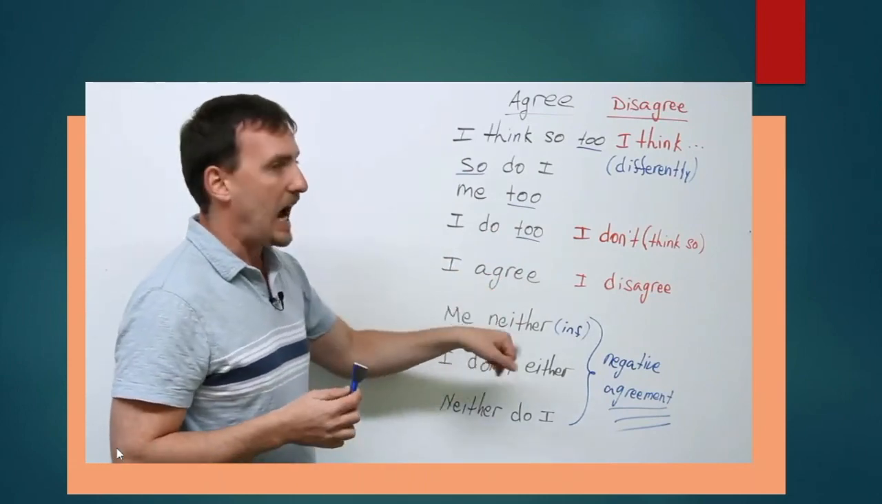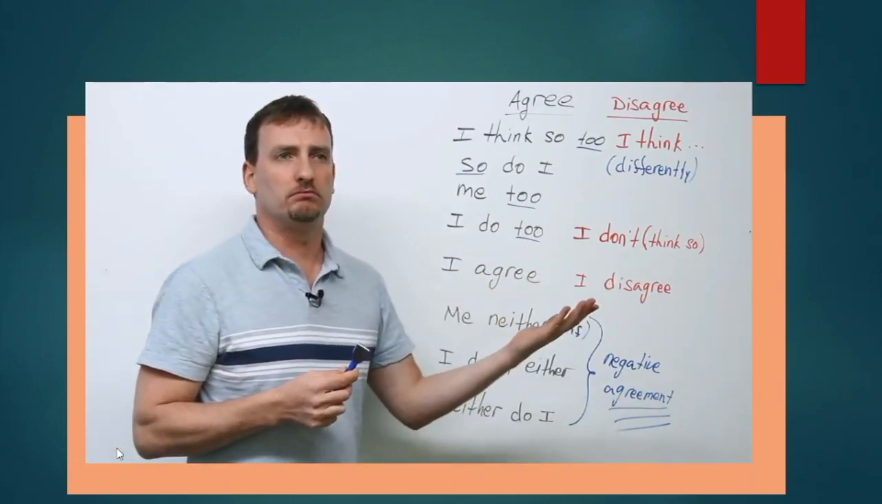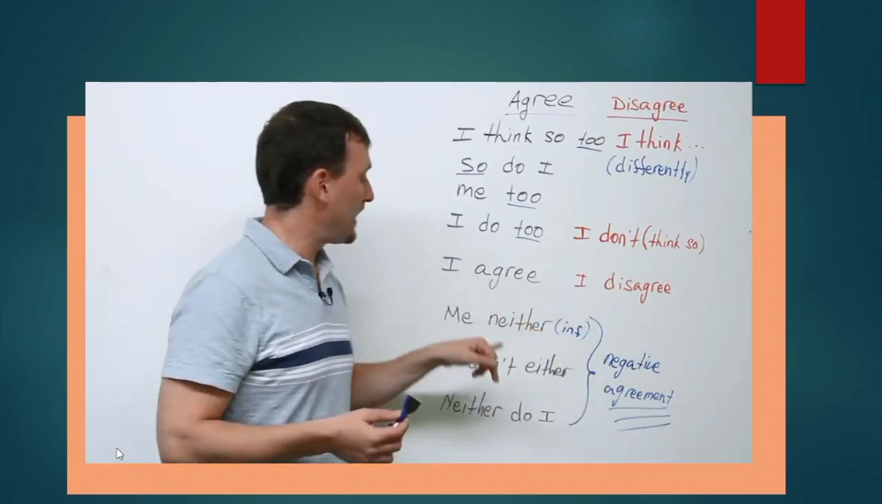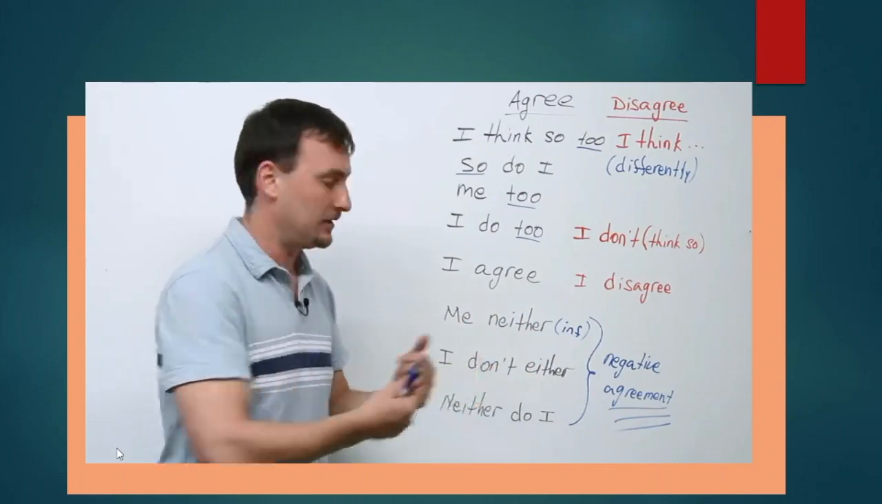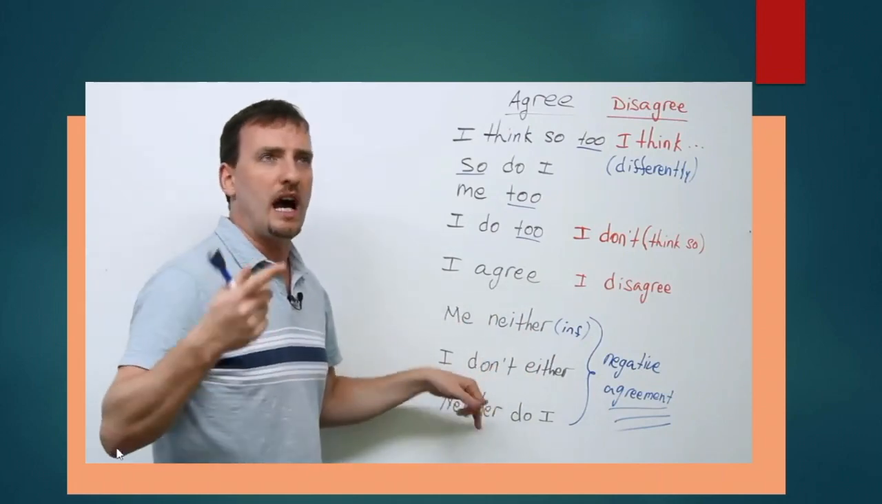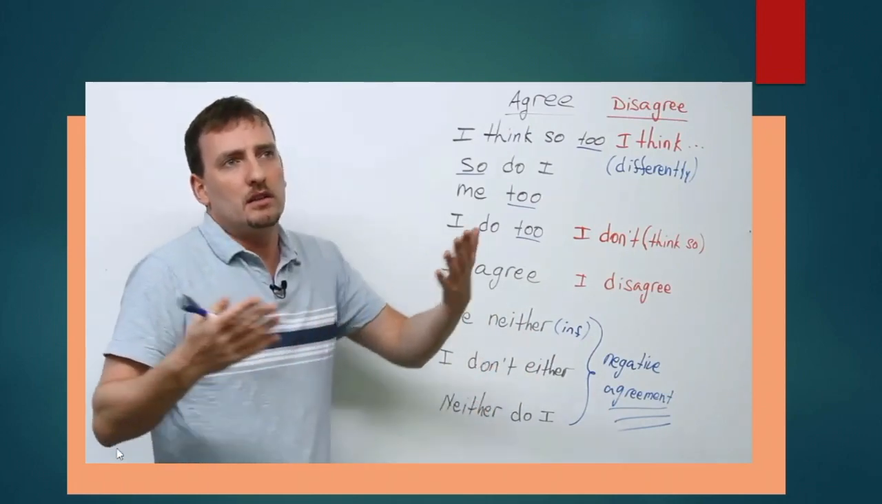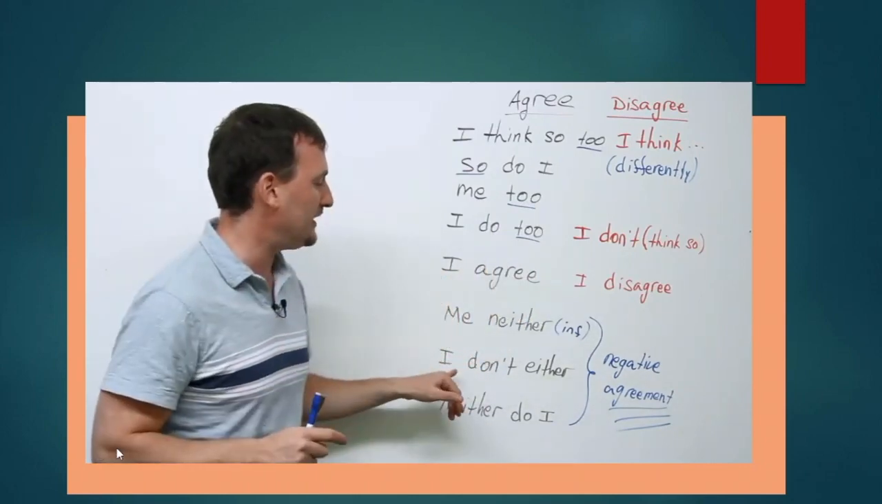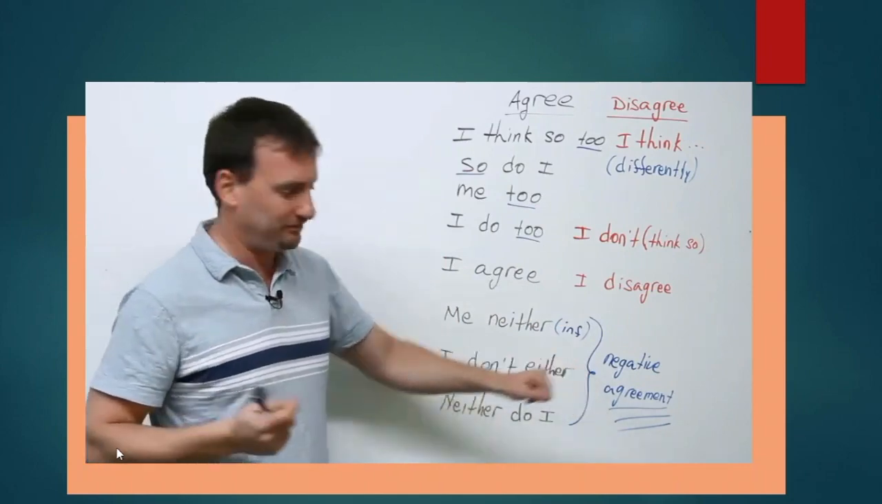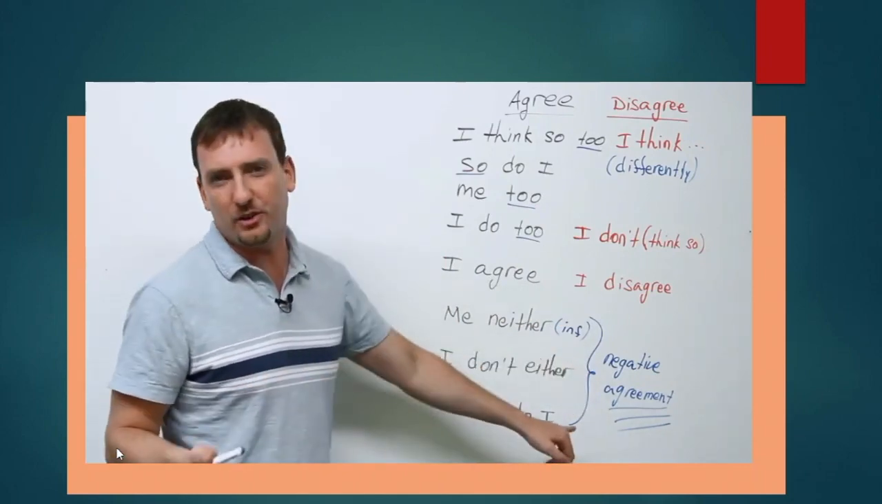Now, I don't like peanut butter. Some people don't like it. I don't like peanut butter. Me neither. Means I don't like peanut butter. You say I don't like pizza. I think you're strange. But you don't like pizza? Maybe I don't either. Or neither do I.